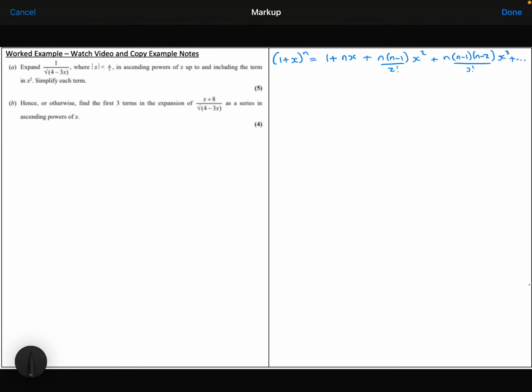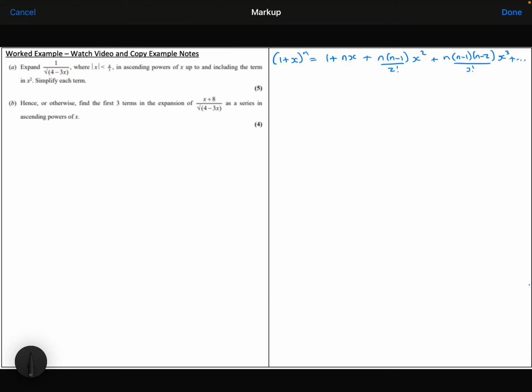Part A. Expand 1 over the square root of 4 minus 3x, where the modulus of x has to be less than 4 over 3, and we need to do ascending powers of x up to and including the term x squared, simplifying each term. So we are going to be using the binomial theorem to expand this.